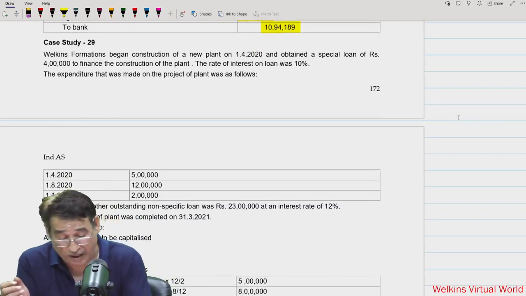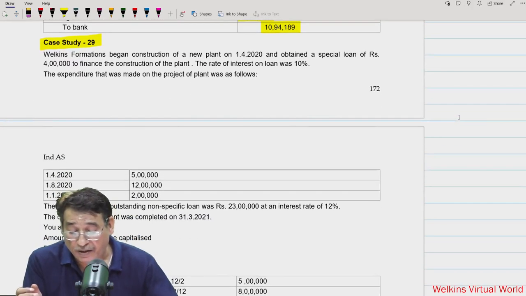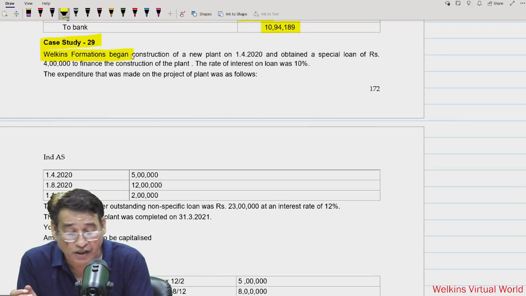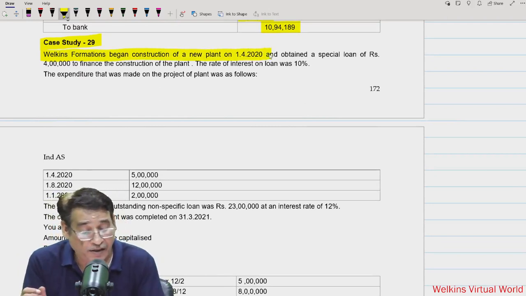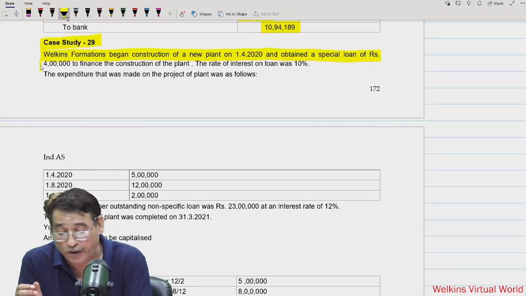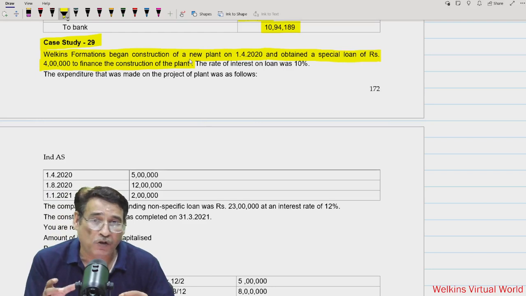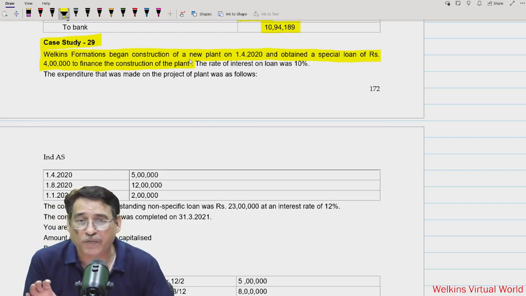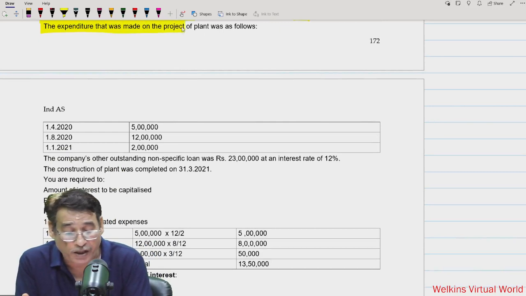Similarly, you can do case study 29 also. Here in this particular case, it is given that Welkins Formations began construction of a new plant on 1/4/2020 and they obtained a special loan of rupees 4 lakh to finance the construction of the plant. So a special loan means specific loan of 4 lakh has been taken and the rate of interest on this specific loan is 10%.